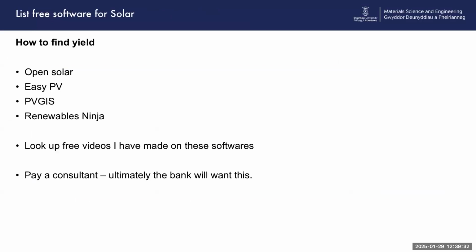We'll also be looking at some free software, which is Open Solar, Easy PV, PVGIS, which I'm not sure whether it's free anymore. I looked at it the other day. It's a European Union funded project which enables you to work out your yield from solar. And we'll have a look at Renewables Ninja. I'm about to put out a series of videos looking at each one of these, and they'll be freely available online on YouTube or on our website or something like that.